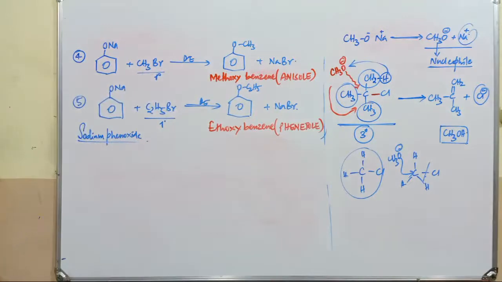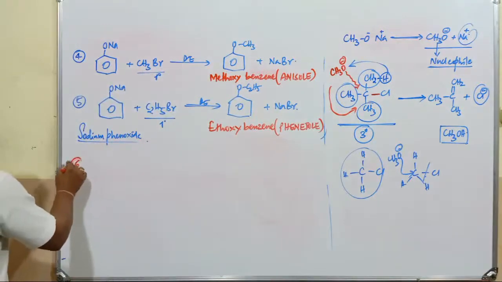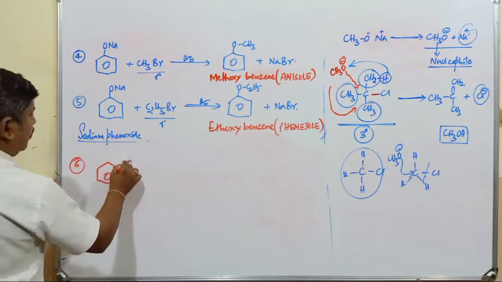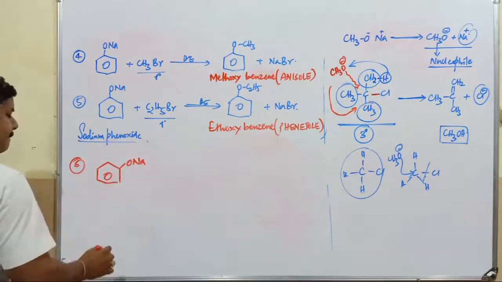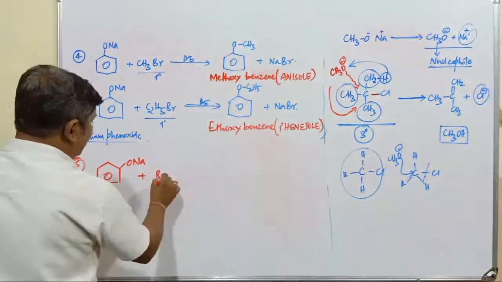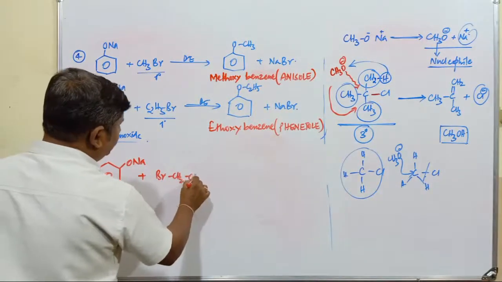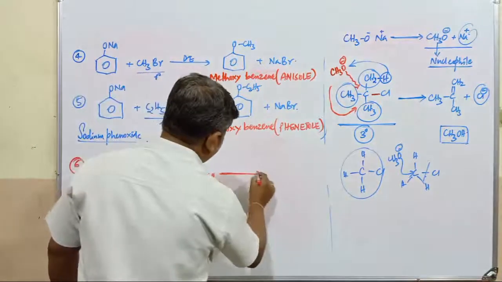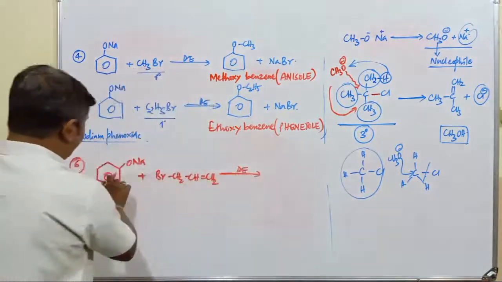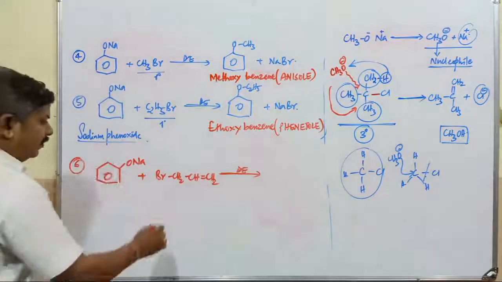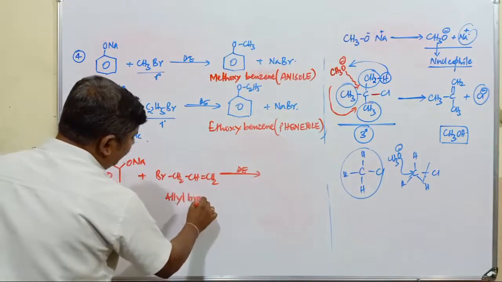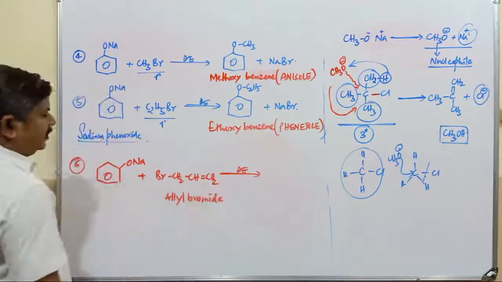What compound is produced in this reaction? This is ONa plus BrCH2CH=CH2. What is the name of this molecule? Sodium phenoxide only. What is this one? Allyl bromide. The allyl bromide compound is there, right?